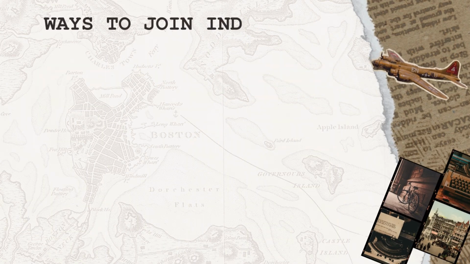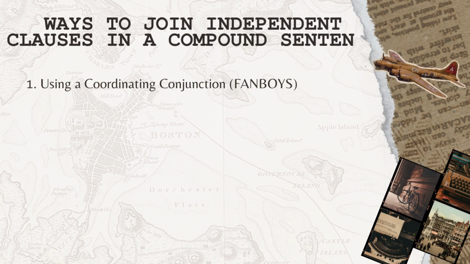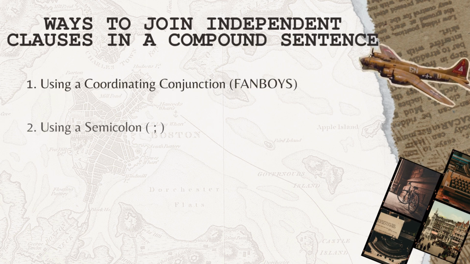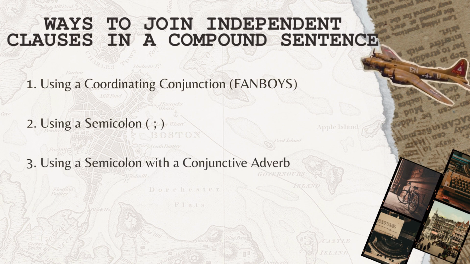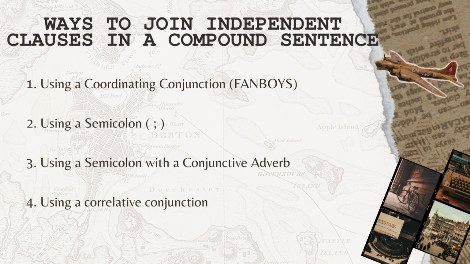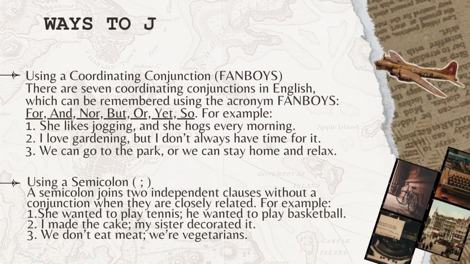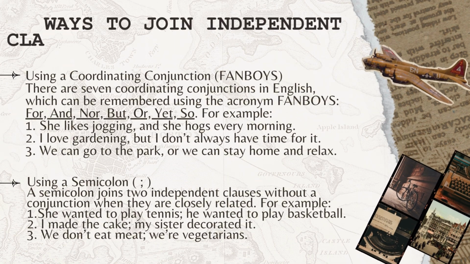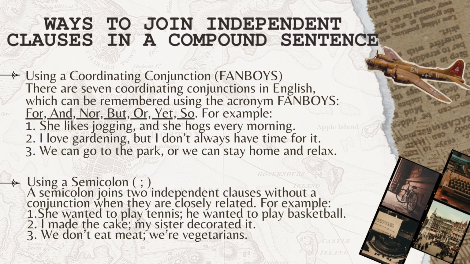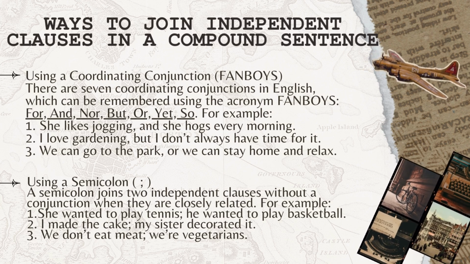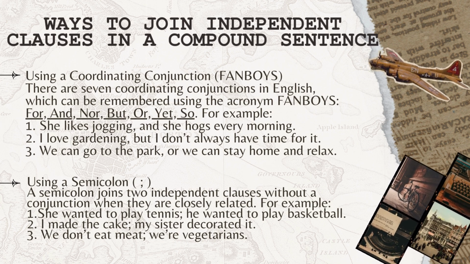There are 4 ways to join independent clauses in a compound sentence. 1. Using a coordinating conjunction, FANBOYS. 2. Using a semicolon. 3. Using a semicolon with a conjunctive adverb. 4. Using a correlative conjunction. After deciding that two ideas can be combined into a compound sentence, we need to choose how to connect them. We have several options: using a coordinating conjunction, a semicolon, a correlative conjunction, or a conjunctive adverb. Listen carefully to the explanation of each way.